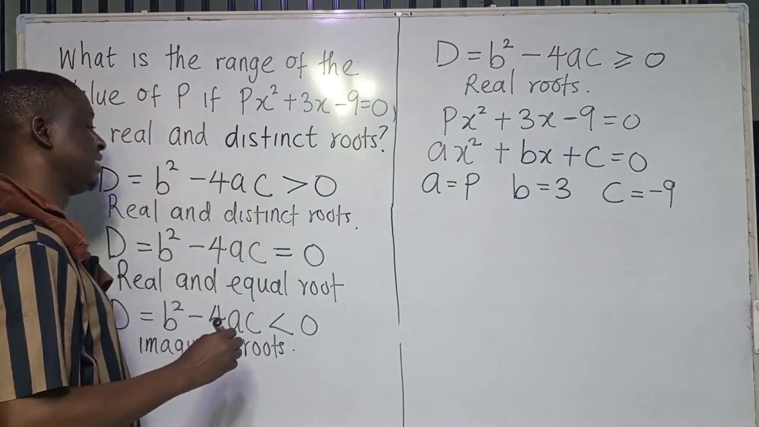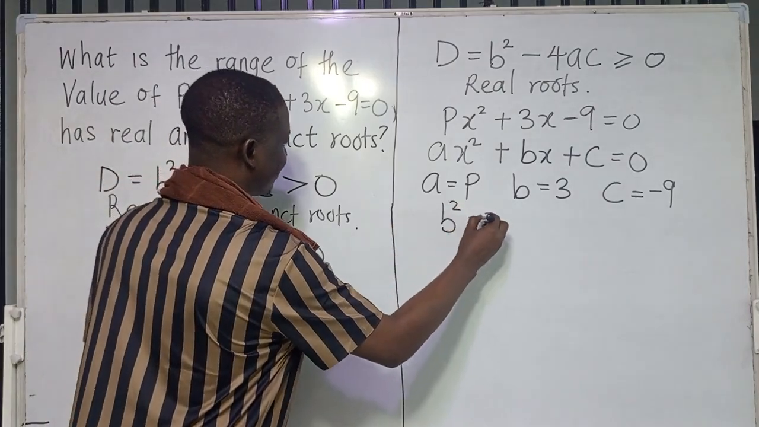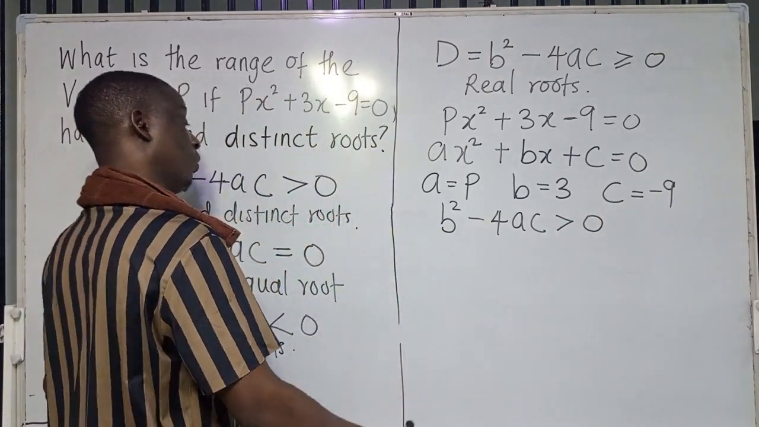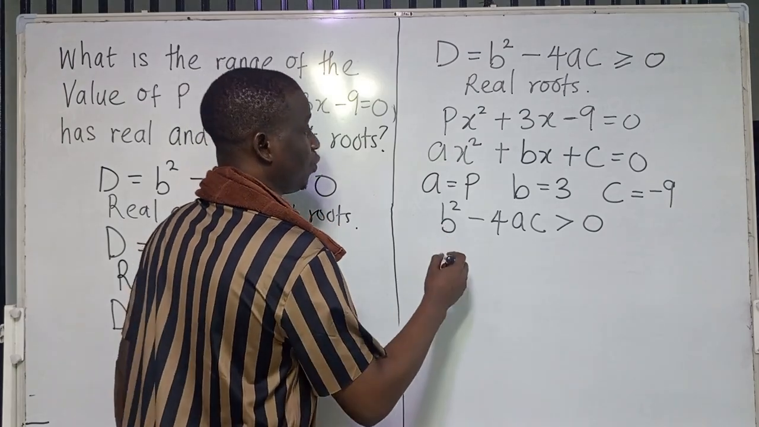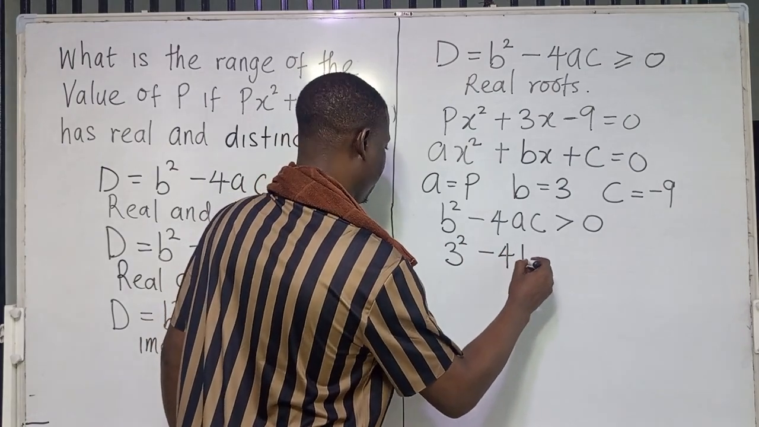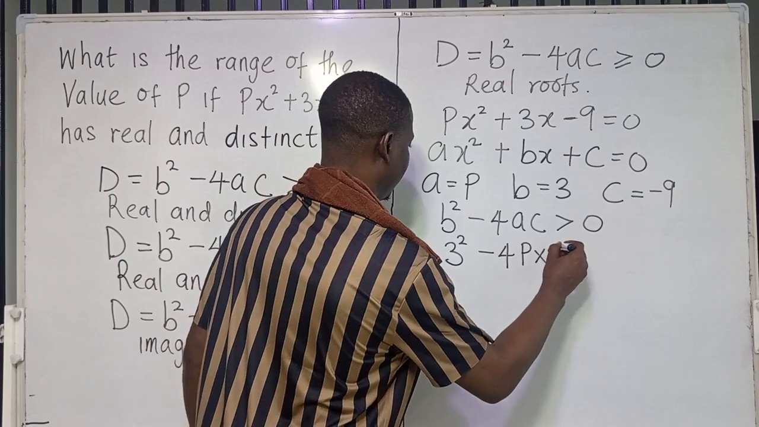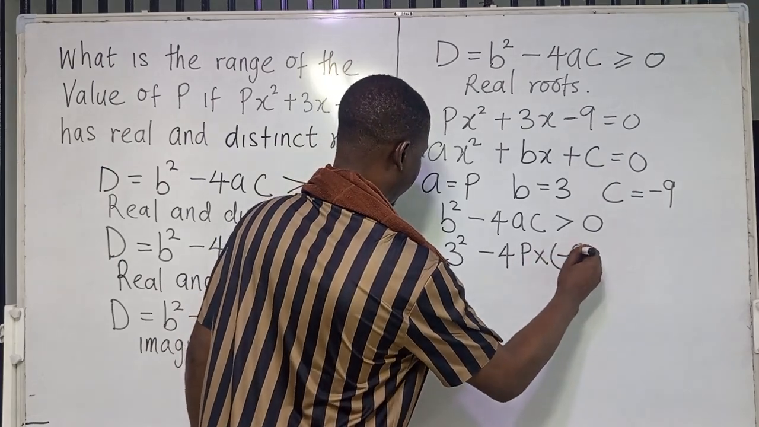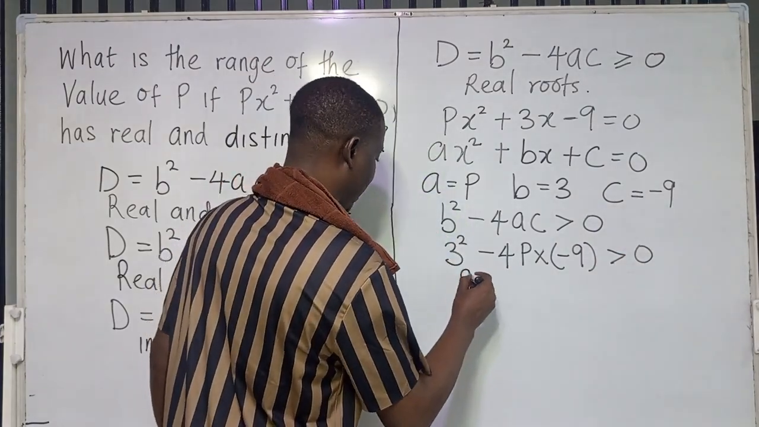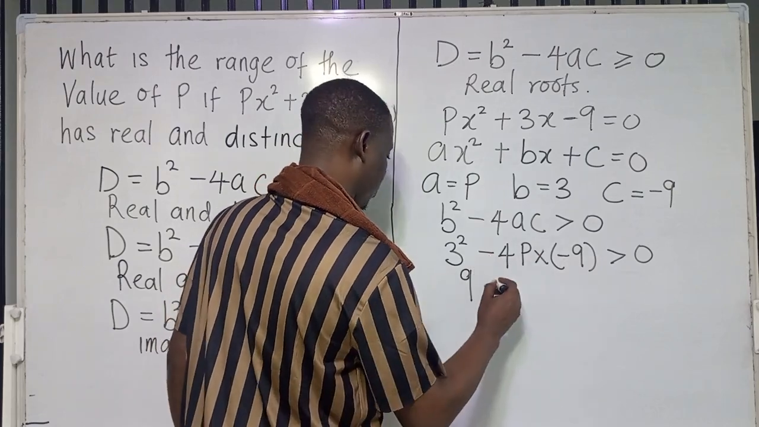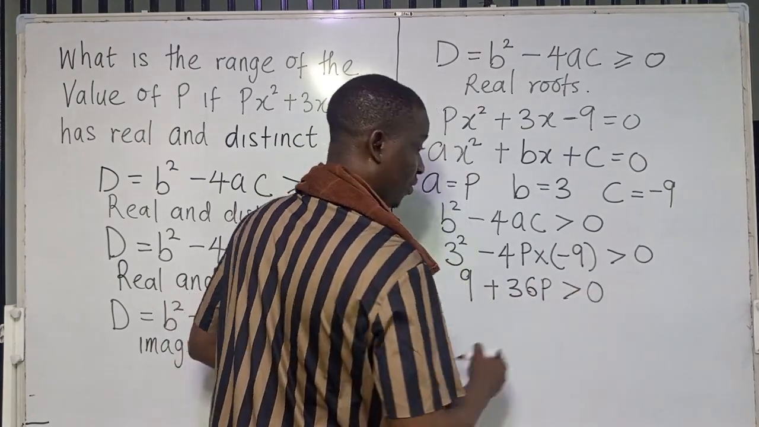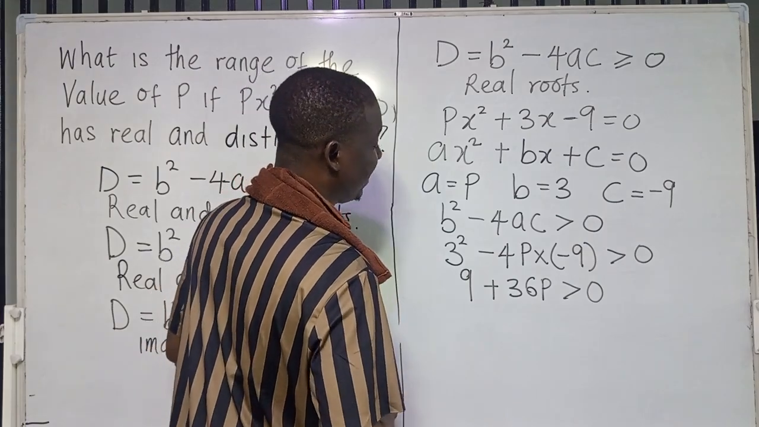So, since we are saying the roots are real and distinct, b squared minus 4ac, my discriminant, becomes greater than 0. So what is b? 3 squared minus 4 times p times minus 9 is greater than 0. So what do we have now? Minus times minus is plus, 4 times 9 is 36p, greater than 0.